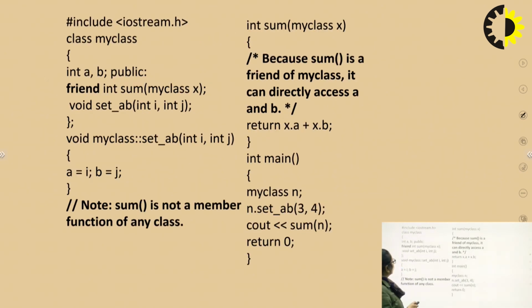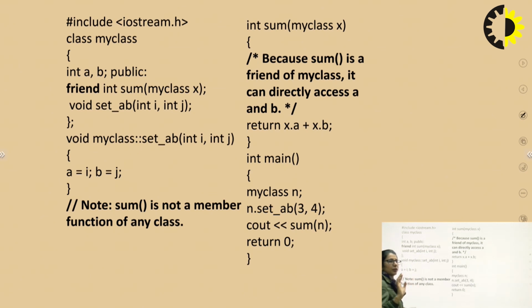Now see a simple code here. Here is a class named MyClass. It has two data members, A and B. Under the public specifier, it specifies a friend function and a normal member function. Now see, in sum, and it is having a class name.